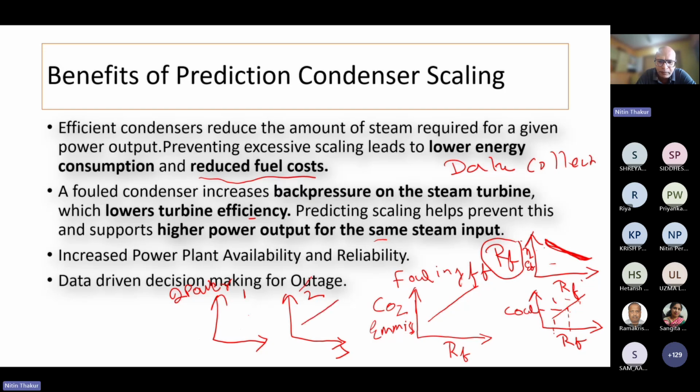And there is a scaling. Okay. And one power plant has the RF value, the scaling. Let's say it is 100% means completely scaled, and 0% means completely clean. Okay, that being the basis. So let's say there is a power plant 2 which is running with 60% scaling, 60% scaled condenser, and there is another power plant which is running with 10% scaling. Okay.